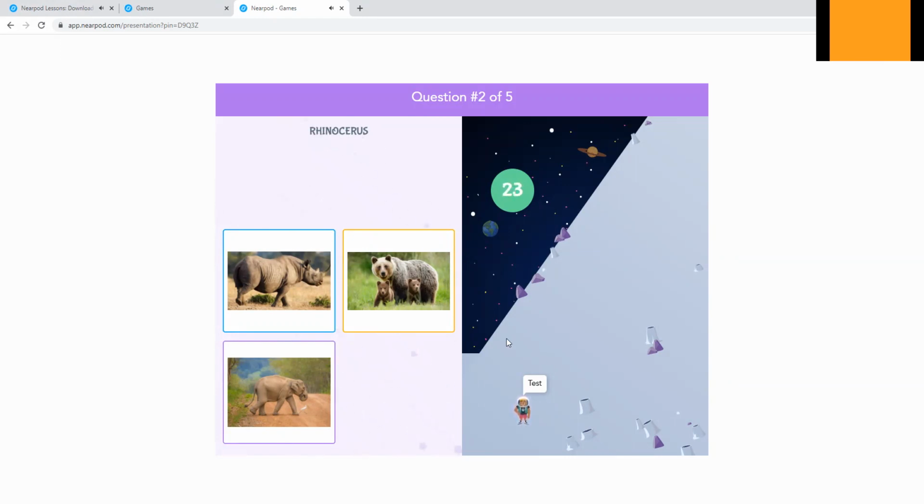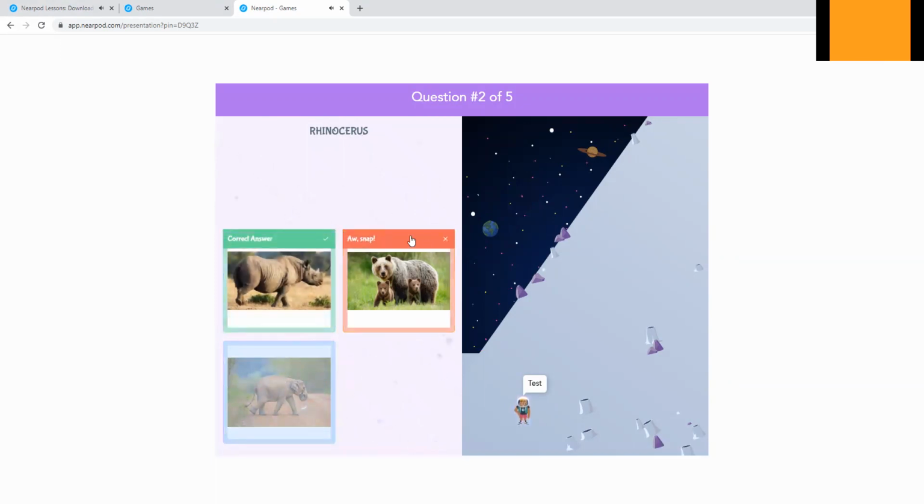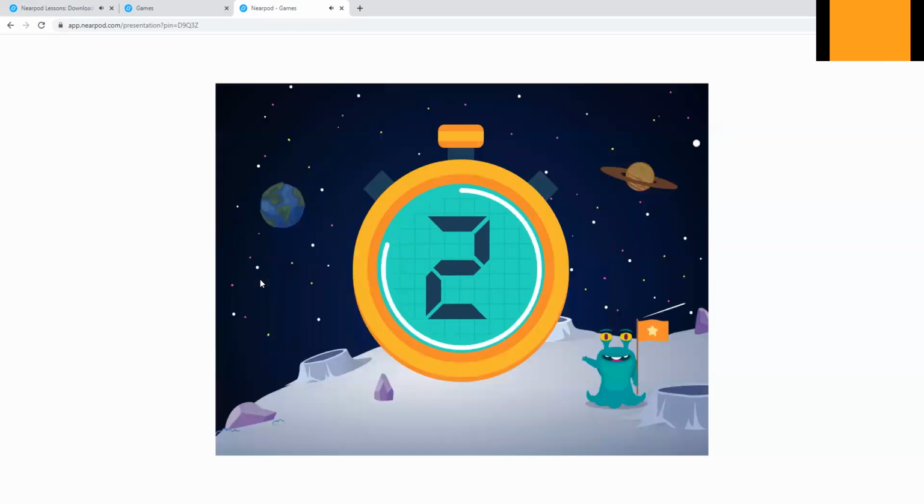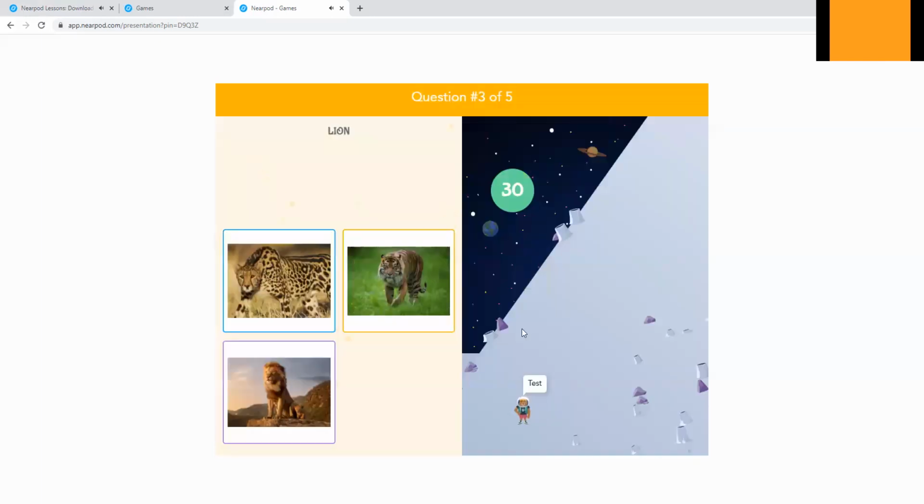So now let's choose a wrong answer, a rhinoceros. Let's choose a bear, and that's it. And they will show the correct answer. And if we choose the wrong answer, we will not move that far, but we still move, but we won't move the same as the one who chooses the right answer.